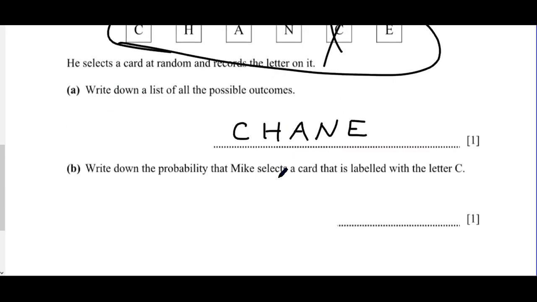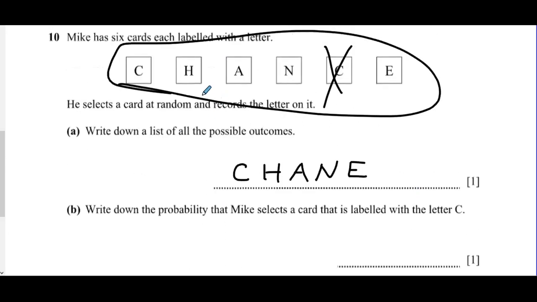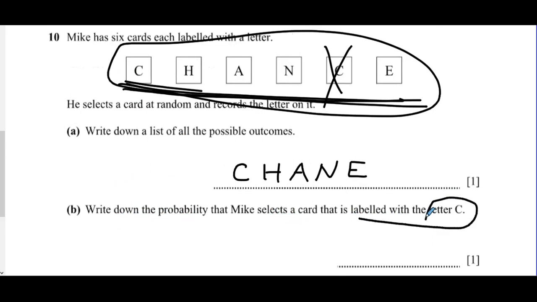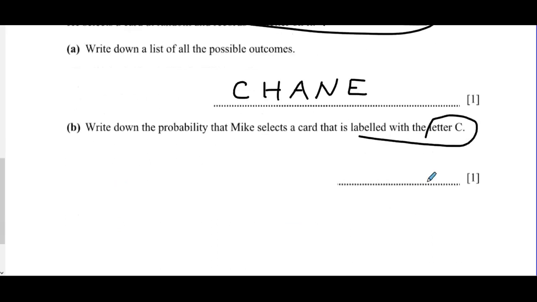Okay, now write down the probability. What is the probability? Probability is a fraction whereby the numerator represents the outcome, and the denominator represents all the possible outcomes. Now write down the probability that Mike selects a card that is labeled with the letter C.